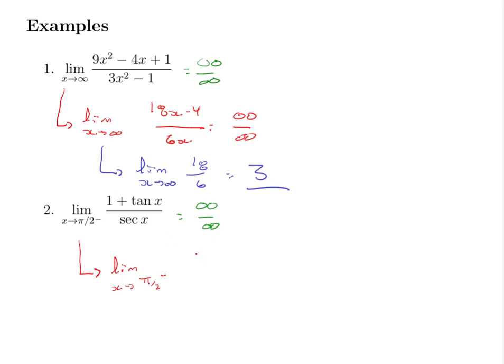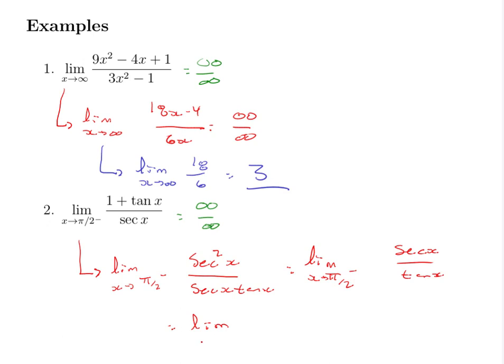The derivative of 1 plus tangent is just going to be secant squared of x. The derivative of secant of x is secant of x tangent of x. Notice that some of the secants can cancel out. So this is really a limit as x approaches pi over 2 from the left of secant of x over tangent, which is really 1 over sine of x, because secant is 1 over cosine, tangent is sine over cosine. So we could say this is cosecant, but I'll just write it as 1 over sine of x.